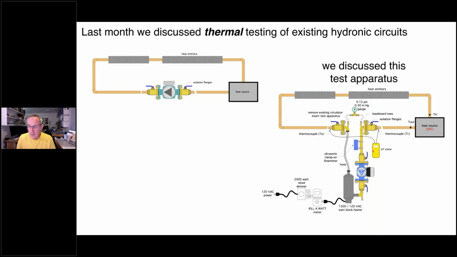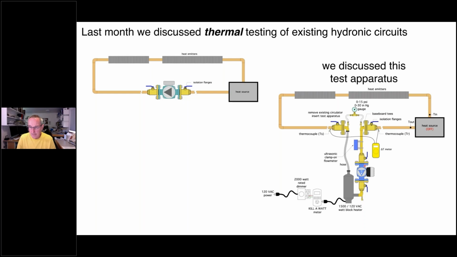And we also are using this dual channel temperature meter. These are just thermocouples that would be taped onto the pipe. And we use those to get the temperature rise from the return to the supply side of the circuit. And that was part of that thermal testing procedure.